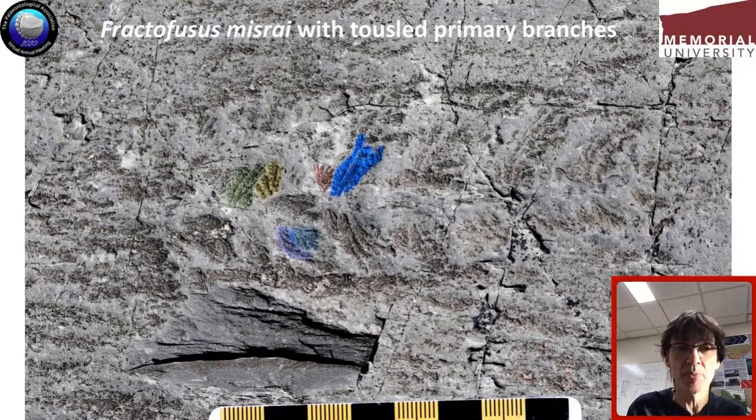And what we think is happening here is that these branches have actually been tousled. So the specimen has been disrupted somehow, perhaps by currents in the water around them, causing these primary branches to lift slightly off the sediment surface and actually redeposit again after the environmental disturbances passed, causing them to settle in a position considerably different than they had been when they were originally growing.